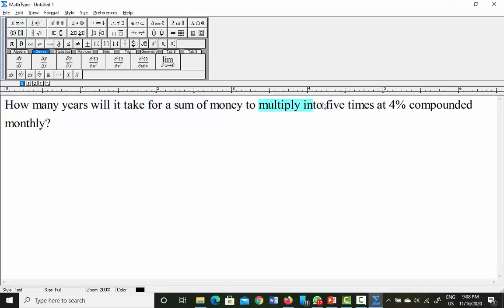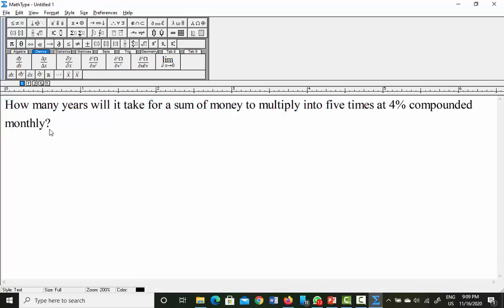Multiply into 5 times means if you invest 1 taka, you will get 5 taka. If you invest 1 lakh taka, you will get 5 lakh taka. If you invest 1000 taka, you will get 5000 taka. That means you will get 5-fold the amount of investment. So the question is asking how long it will take for 1 taka to become 5 taka at this interest rate.